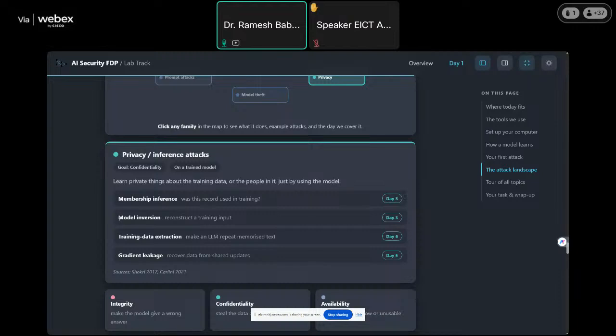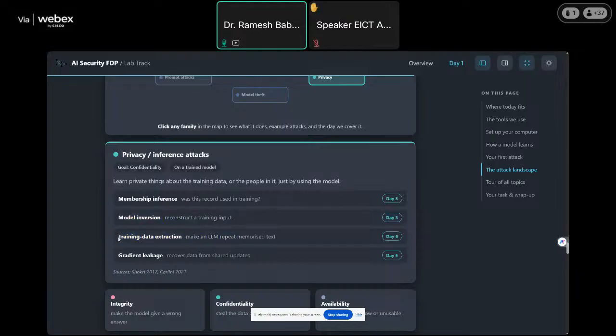Now next is the model inversion attack. What do you do here? You reconstruct the input features from the trained model. Say I have a vision model, and I reconstruct its features, and with the help of that I roughly reconstruct my input data point.